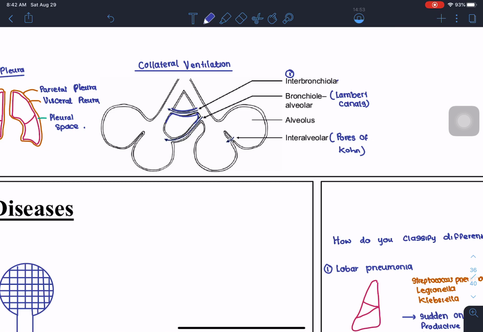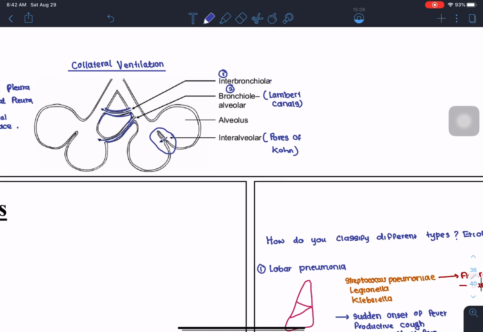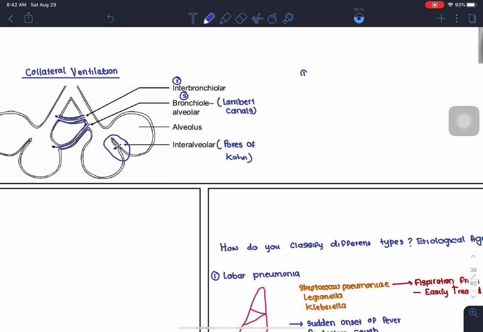Next is called the canals of Lambert, which is a communication between bronchioles and alveoli. And finally you have the pores of Kohn, which are between alveoli. So it's easy to remember: interbronchiolar. Next you have the canals of Lambert, which are bronchiole to alveoli, and finally you have the pores of Kohn, which are between alveoli.